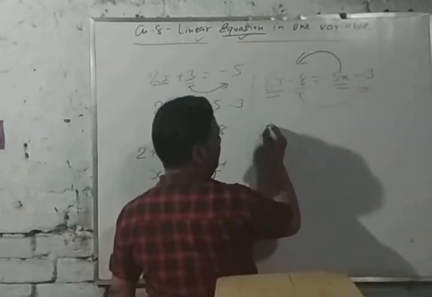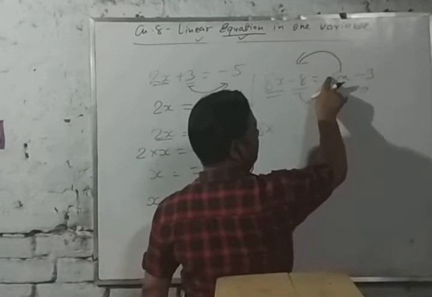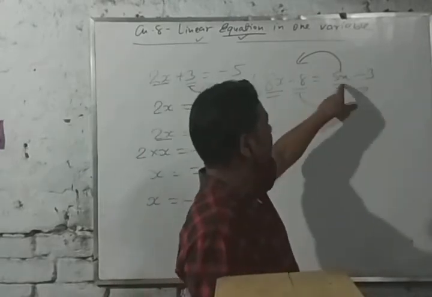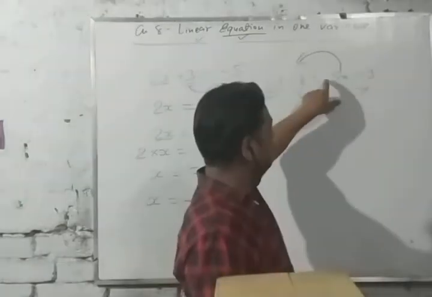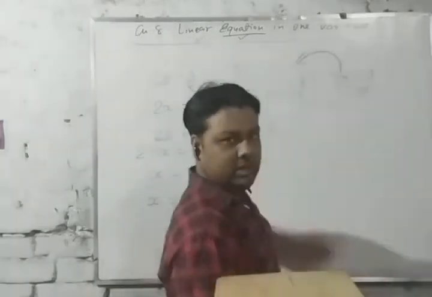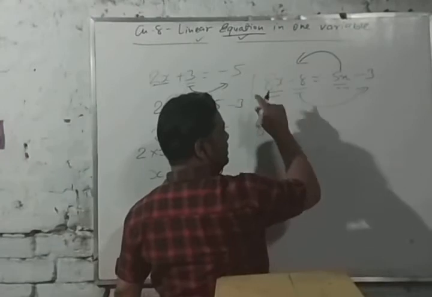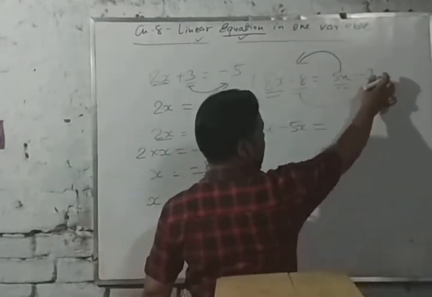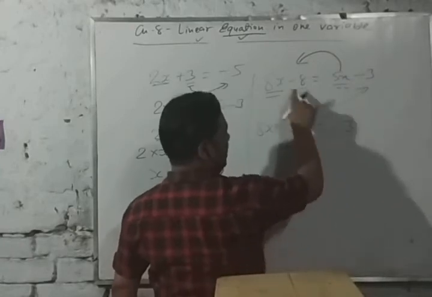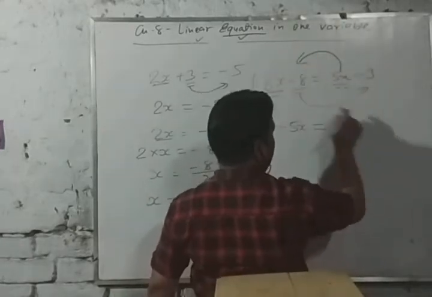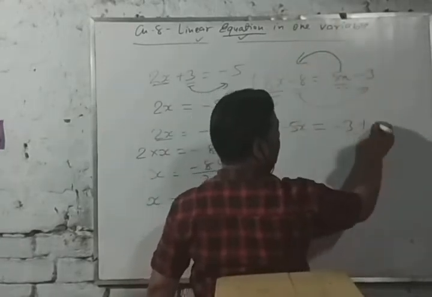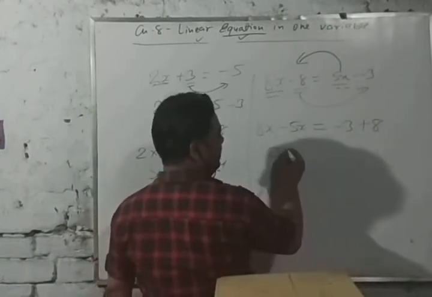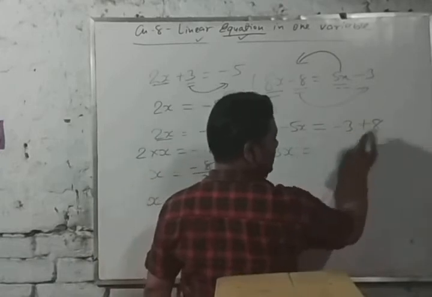Then 8x will be here only. So what is the sign? We have to see the sign before the term. Before the term there is no sign, meaning plus sign. If we take it to this side, then it will be minus 5x. Equal sign, then minus 3 will be first, then minus 8 will go after that, and it will be plus 8. Now it will be 8x minus 5x, which means 3x, and minus 3 plus 8 is equal to 5.